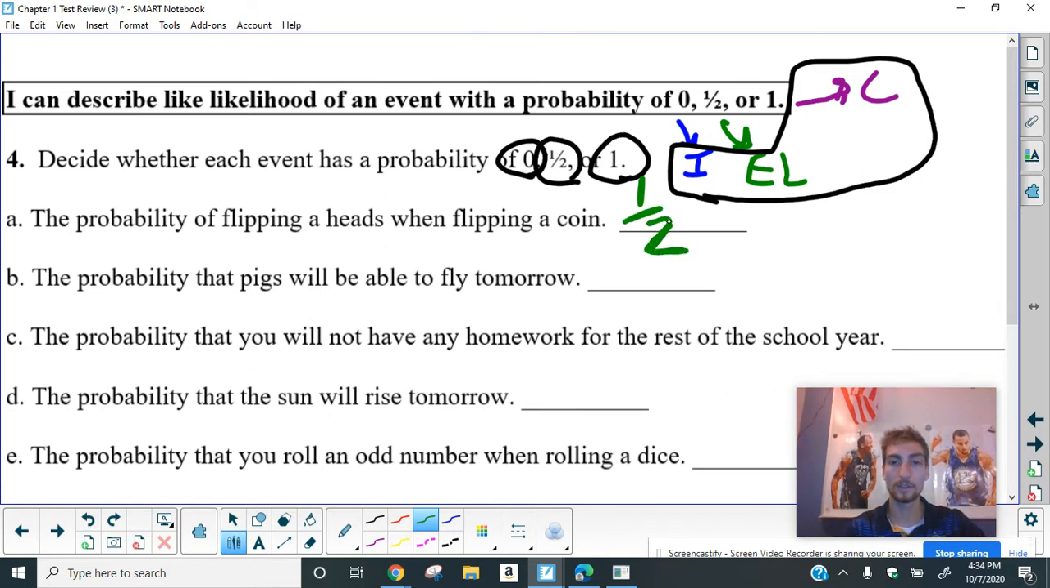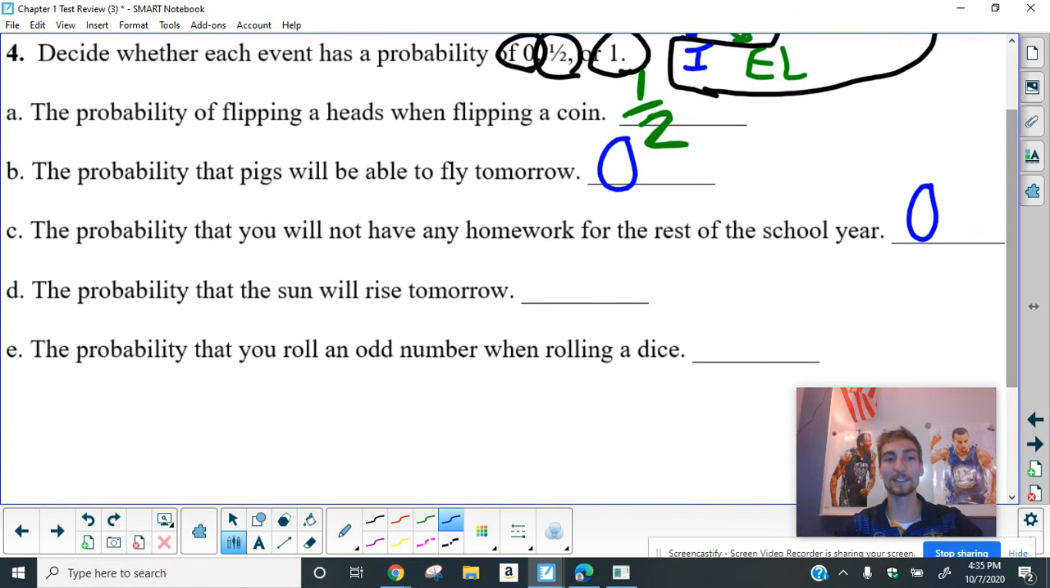1/2, right? 1 is your desired outcome, 2 is your total number of possible outcomes, heads and tails. The probability that pigs will be able to fly tomorrow. Well, we actually just talked about that, and unfortunately that's not going to happen. The probability that you will not have any homework for the rest of the school year. I can tell you right now, there is a 0% chance that that is going to happen.